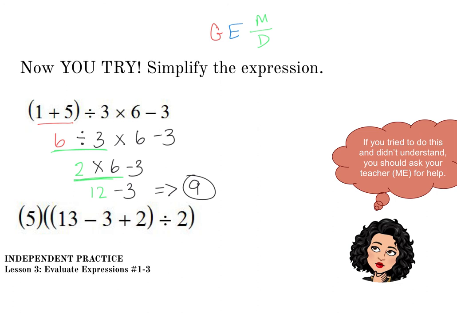For our second one, we have multiple grouping symbols. So I'm going to start with the innermost parentheses first. So 13 minus 3, which gives me 10, and then 10 plus 2, which gives me 12. Division.